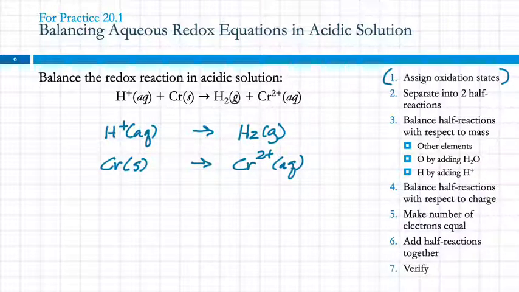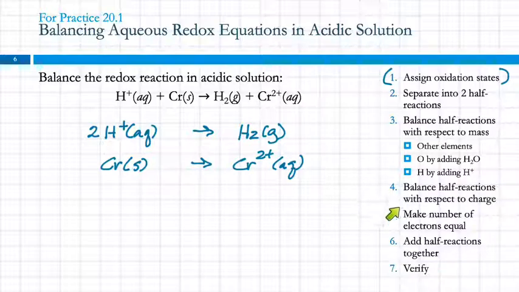So if I put a 2 over here, then I'll have 2 hydrogens on each side. Okay? And here I have 1 chromium and 1 chromium. That one's already balanced, right? So we do it in order: other elements, oxygen, and then hydrogen. We didn't really have to worry about those orders for this simple example.